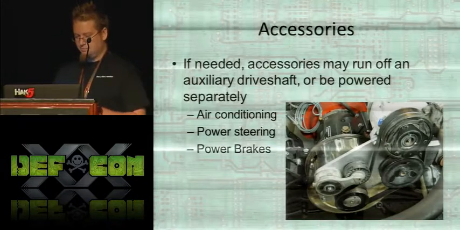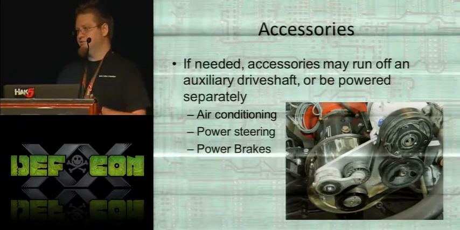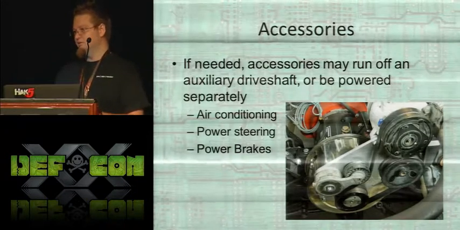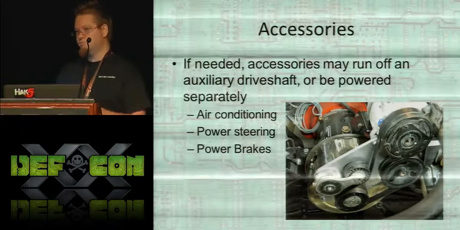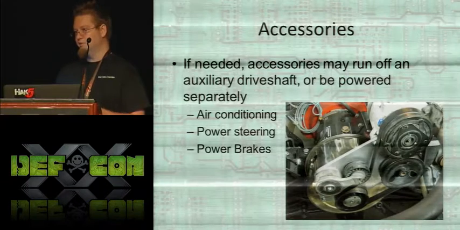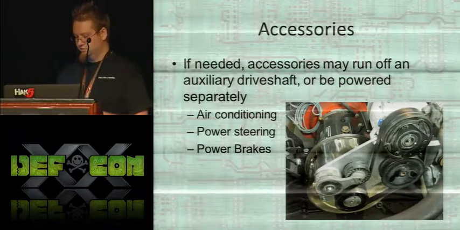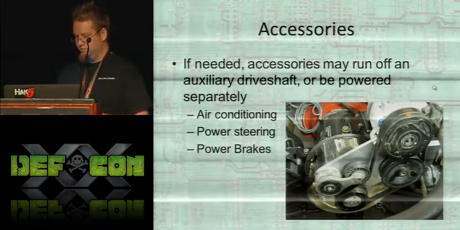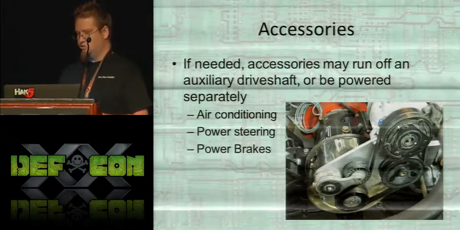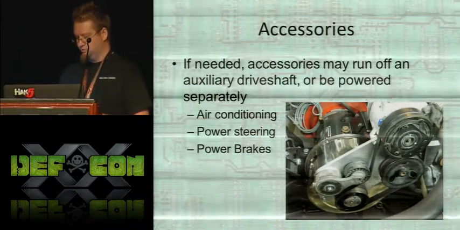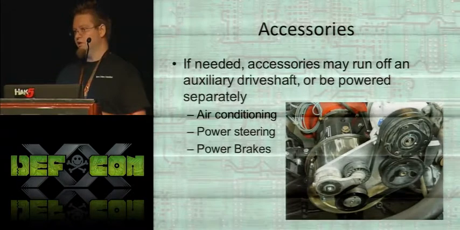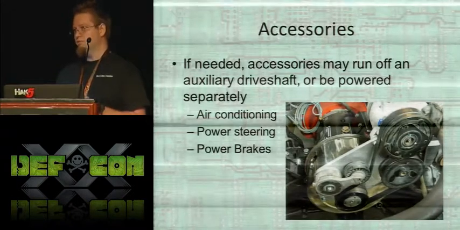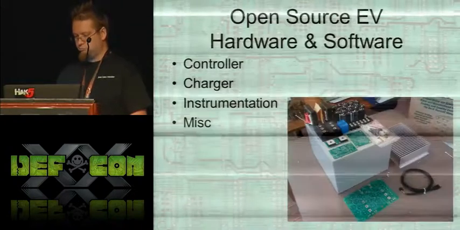If you need accessories, there are two ways to do it. One is to drive them off an auxiliary shaft. You have a motor where the shaft goes all the way through the motor, and you can hook up a flywheel and whatever you need on the other side of it. This is an example where they have air conditioner, power steering, and power brakes all hooked up to a little belt on the end of the motor. Or the alternative is you have each one connected to a separate electric motor that will run everything.